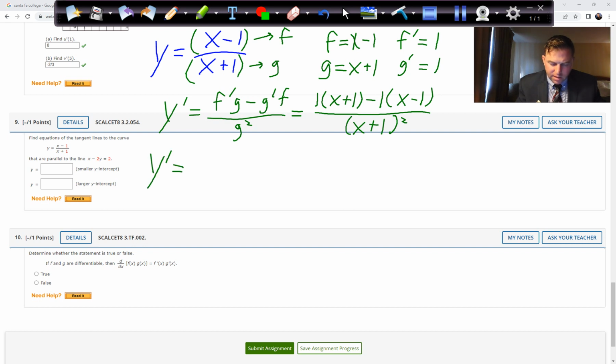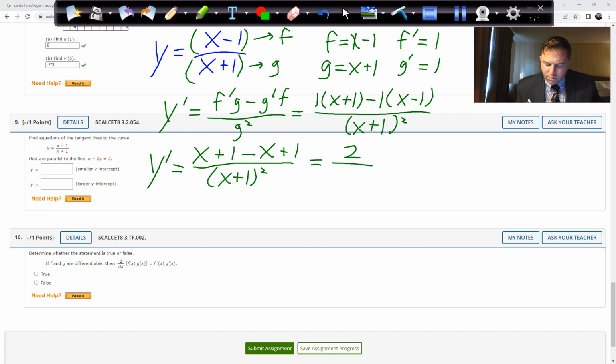Now hopefully we get a lot of stuff to cancel on top. Distribute the 1, we'll get x plus 1 minus x plus 1 all over x plus 1 squared. Those x's do indeed cancel. The 1's combine, so you get 2 over x plus 1 squared. That is the derivative.